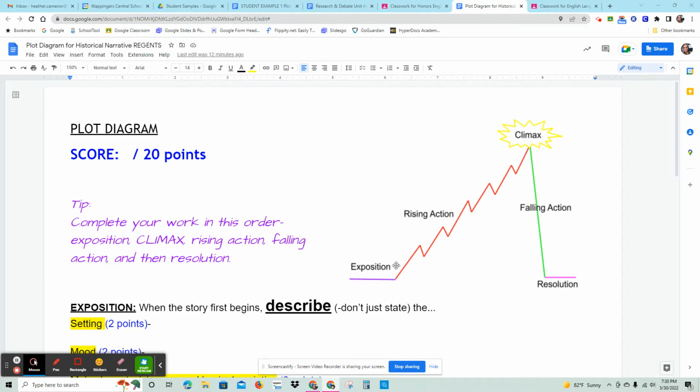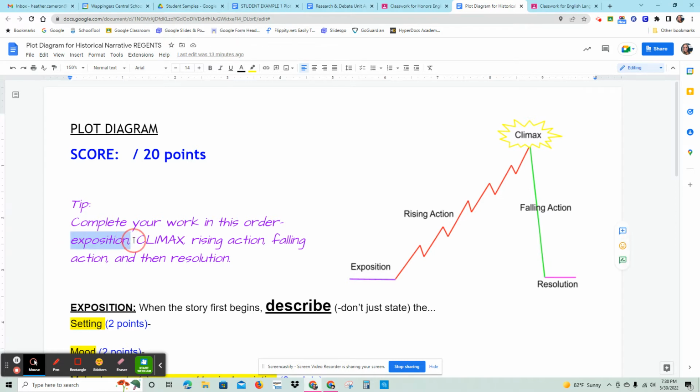Then we get into the longest part of the story, the rising action. The climax is towards the end of the story. Then we have a brief falling action and a very brief resolution. So the tip here is when you are completing the plot diagram, which you'll do over the course of 3 days, I would suggest, just as we did in quarter one, complete your work in this order.